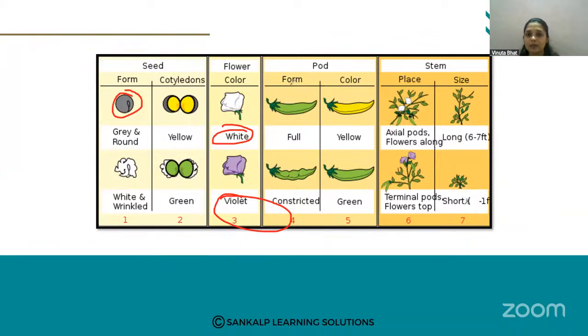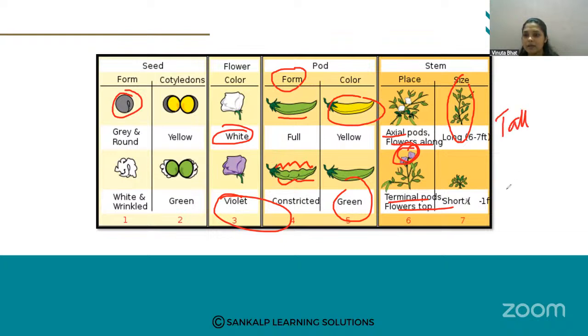And pod. So pod form, that is, it is full and it is constricted. It is like this, the pod shape, that is the constricted. And color of the pod, yellow and green. And stem, so axial pods and flowers along. Terminal, here the pods at the terminal and flowers at the top. And size of the plant, that is tall plant and short plant.